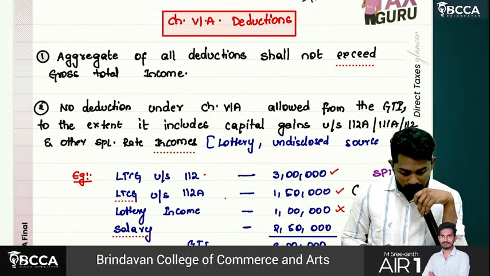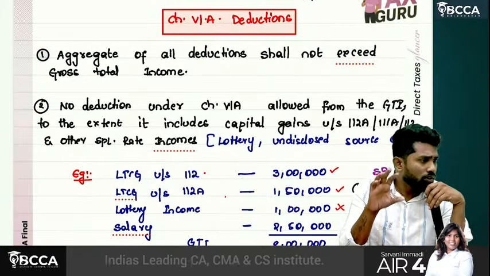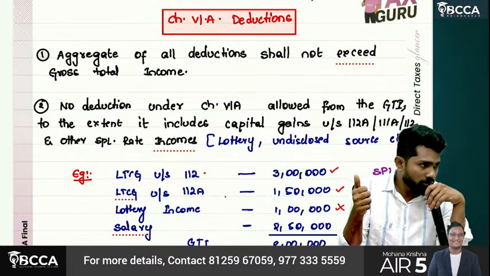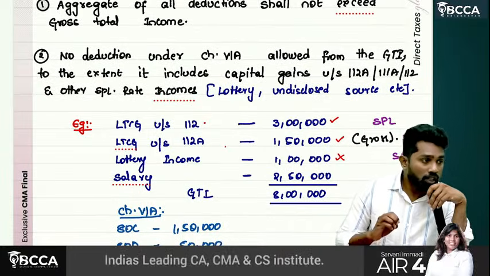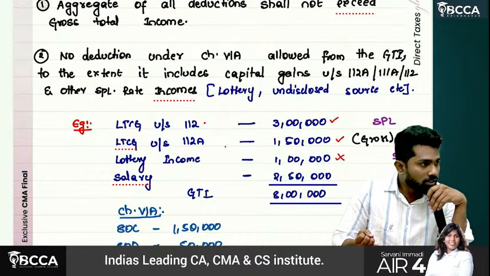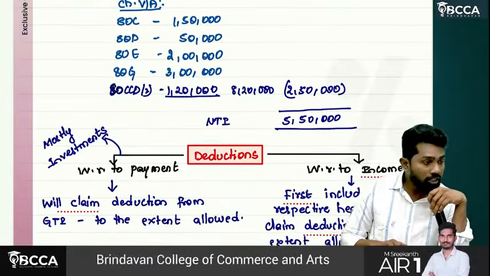So now, chapter 6A deductions. What is it, sir? Aggregate of all the deductions shall not exceed gross total income. Then no deduction under chapter 6A is allowed on special incomes like 112A, 112 and 111A. We did an example also.